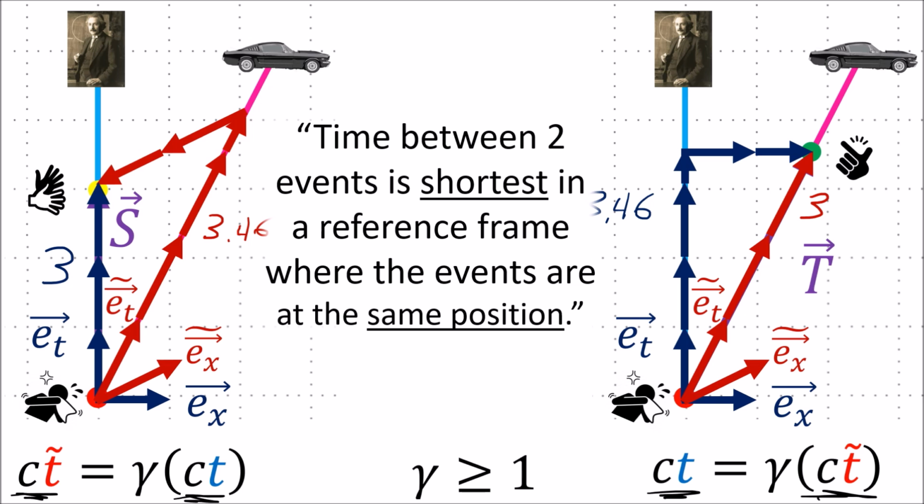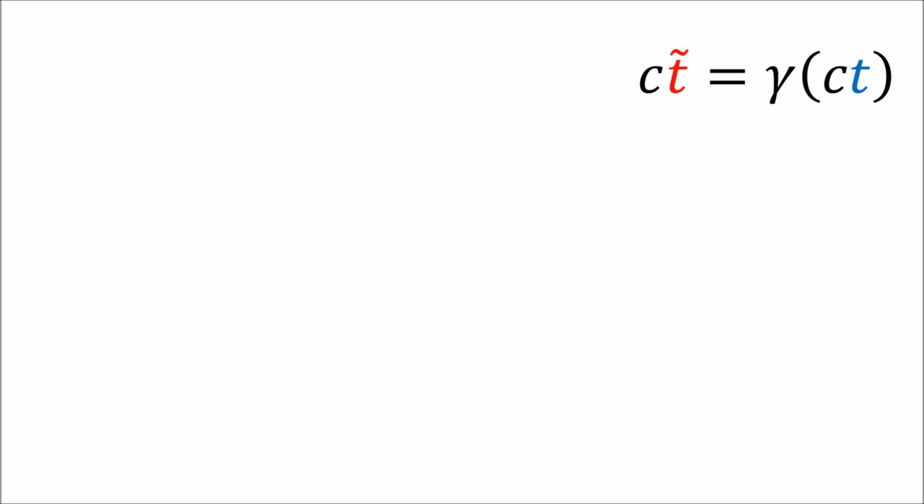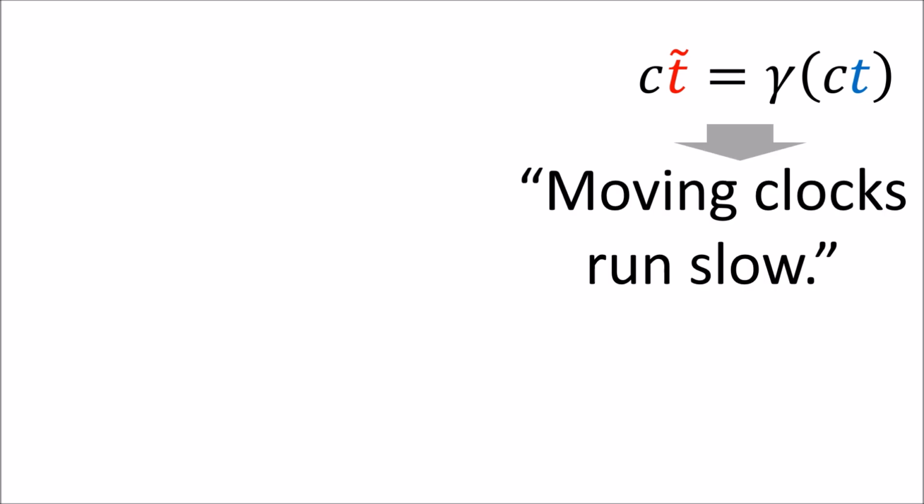The time between the sneeze and the clap is shortest for Einstein because for him they happen at the same place, and the time between the sneeze and the snap is shortest for the car because for the driver they happen at the same place. This is why people say moving clocks run slow.